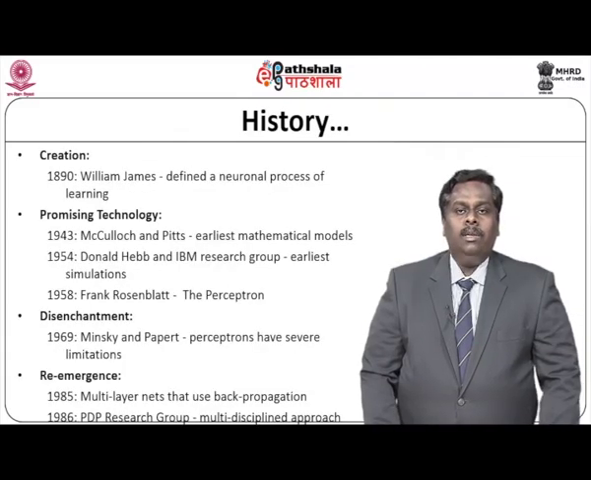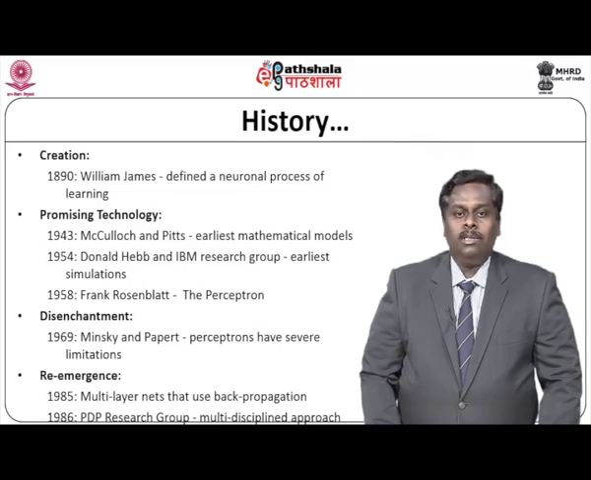When we talk about the history, as I already mentioned, in the 1890s William James was the first person who defined a neuronal process of learning. Then in 1943, 1954 and 1958, there were significant outcomes coming out of research on neural networks. McCulloch and Pitts came up with the earliest mathematical models for defining neural networks. Donald Hebb and IBM Research came up with the earliest simulation for neural networks, and Frank Rosenblatt came up with the concept of the perceptron, which is very actively used in the neural network domain.